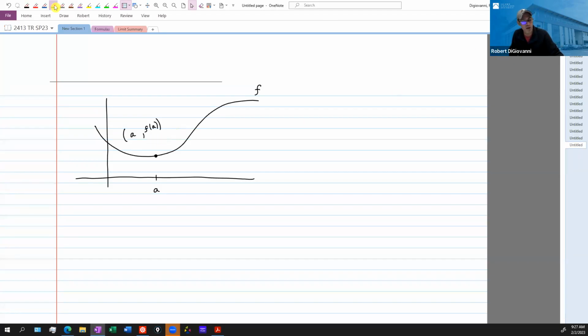And then I'm going to pick some other arbitrary point to the right of this point. So I'm going to pick some point over here. I'm going to call it x. I could have called it anything I want. And that point would have the coordinates x as the x coordinate, and then the y coordinate would be whatever I get when I plug that x into the function.